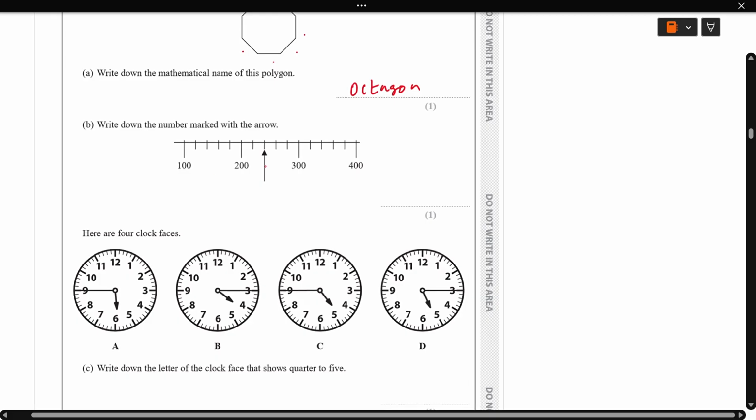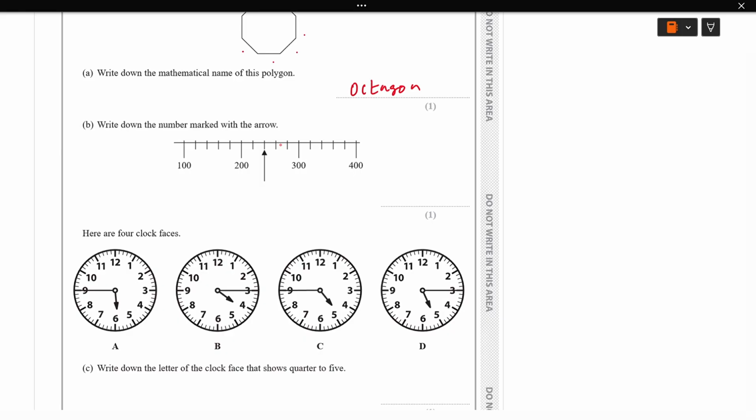Next, write down the number marked with the arrow. So from 200 to 300, each division carries 20, because there are 5 divisions and 5 times 20 is 100. So this is 20, this is 40, so 200 plus 40, 240 it's going to be.